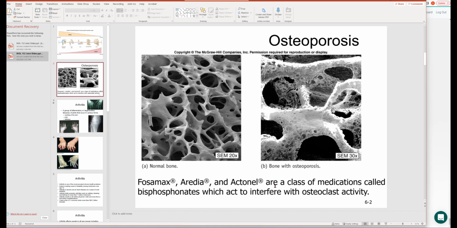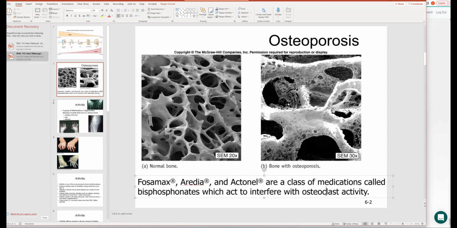There are a number of medications that are prescribed for individuals with osteoporosis. Fosamax, Actonel are a couple of these. There are newer ones as well. But all I want you to think about is that these medications work by interfering with osteoclast activity. Remember, osteoclasts are the cells that break down bone. So these medications slow down osteoclasts, which can slow down the progression of osteoporosis, and that's a good thing.